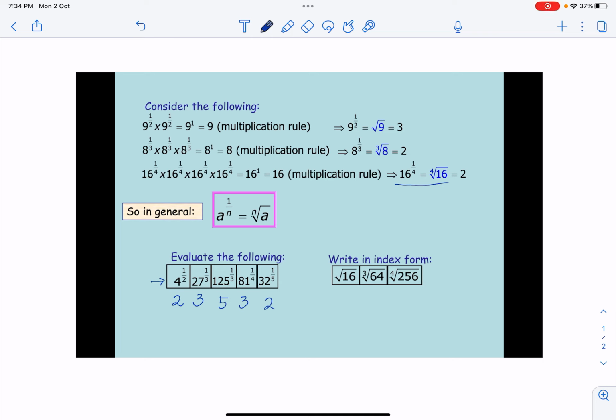So the next example here, you are only expected to write it in index form. So with this understanding now, you could see that square root of 16, you can write as 16 power a half. Cube root of 64, you can write as 64 power 1/3, and fourth root of 256 you can write as 256 power a quarter. Okay? All right, so next.